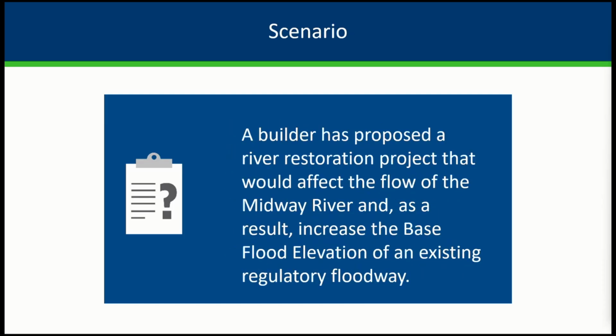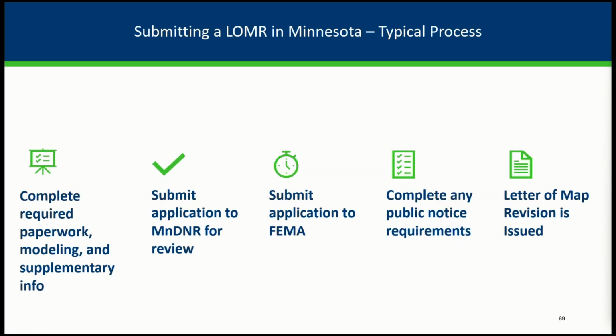And here's a different scenario where a builder is affecting the flow of the river for a river restoration project and is increasing the base flood elevation of an existing regulatory floodway. This is where they would be required to complete a conditional letter of map revision. They are showing an increase in the base flood elevation, so they need that conditional letter. I'm going to talk through the typical process of how submitting a letter of map revision works.